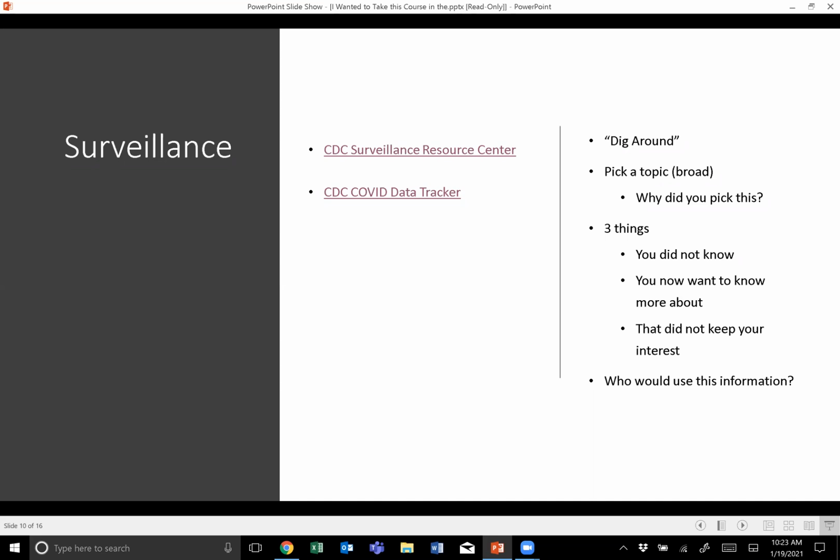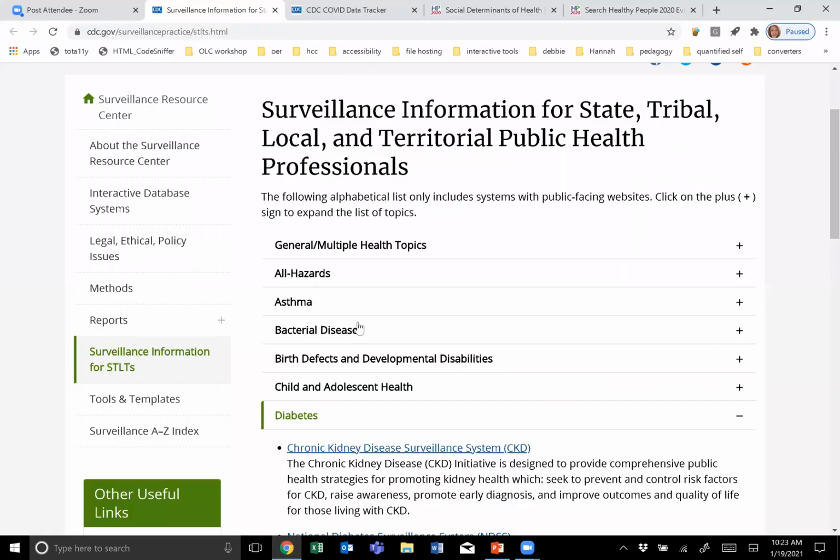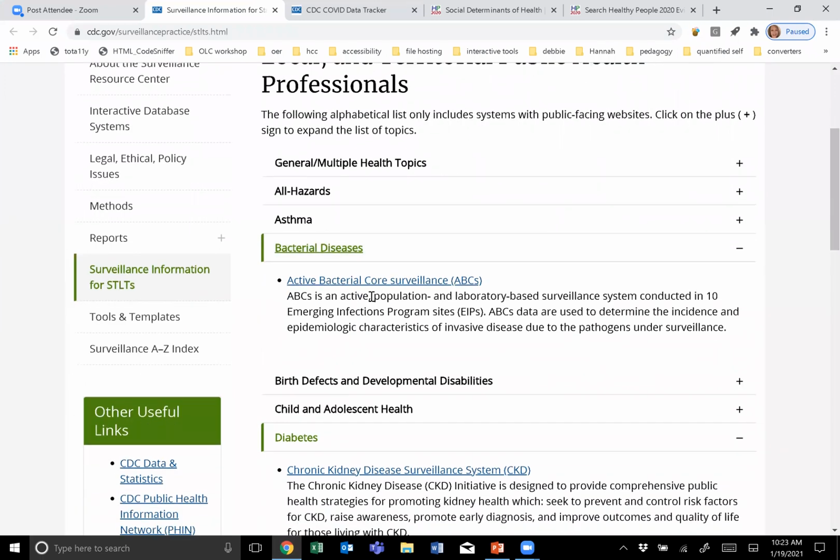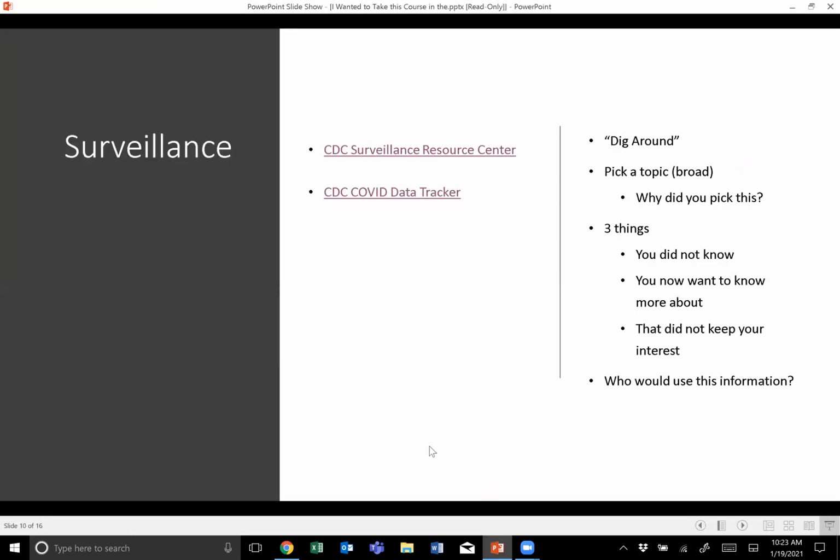But you can see that had I used a more prescriptive, traditional way of having them look at this, you know, go find this, or go to this specific website. So I tell you, I want you to look specifically at bacterial diseases, this one, the Active Bacterial Core Surveillance. And these are the selections of pre-approved topics. And then I probably would not have asked them, what didn't keep your interest?